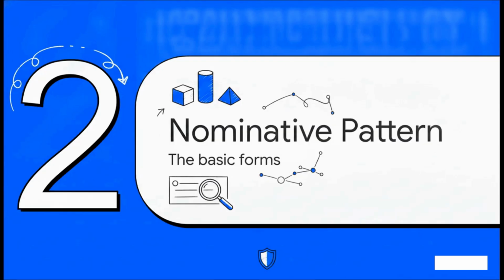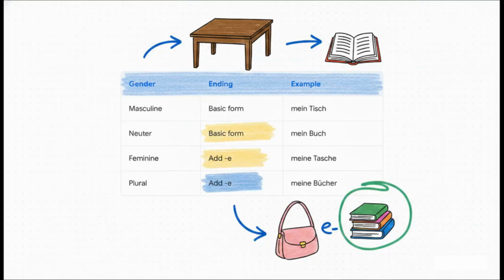Which brings us nicely to section 2, the nominative pattern. These are our basic forms. This nominative pattern is honestly so incredibly straightforward. If you look at the breakdown here, for masculine and neuter nouns, we just use the base form, zero extra endings. It's mein Tisch for my table and mein Buch for my book. But, and here's the trick, for feminine and plural nouns, you literally just tack an E onto the end of your stem. That's it. Tasche is feminine, so it becomes meine Tasche. Bücher is plural, so it turns into meine Bücher. Stem plus E. That is the whole shebang for the nominative rule.